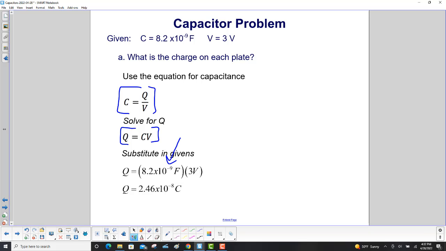Here's the 8.2 times 10 to the minus 9th farads, and here's the 3 volts. Carry out the math. And when you multiply farads by volts, you get coulombs. So our answer is 2.46 times 10 to the minus 8th coulombs.